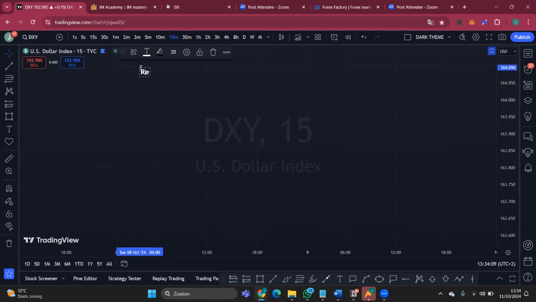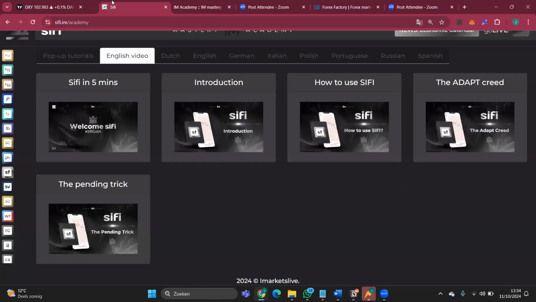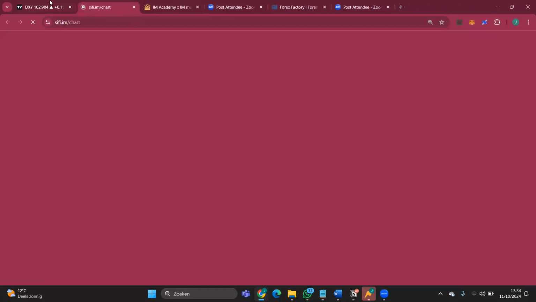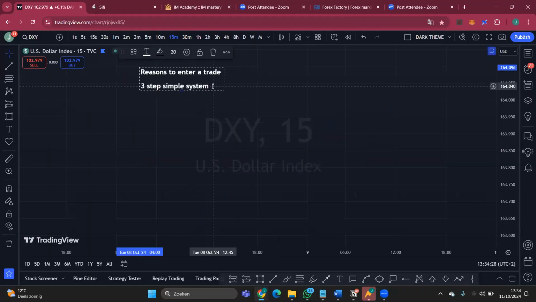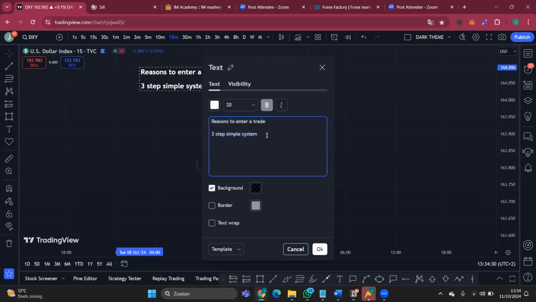So reasons to enter a trade. We have a 3-step simple system that verifies if we want to enter a trade or not. Okay. So the first thing that will happen when we're trading, since your settings are set up, is you will get a notification.